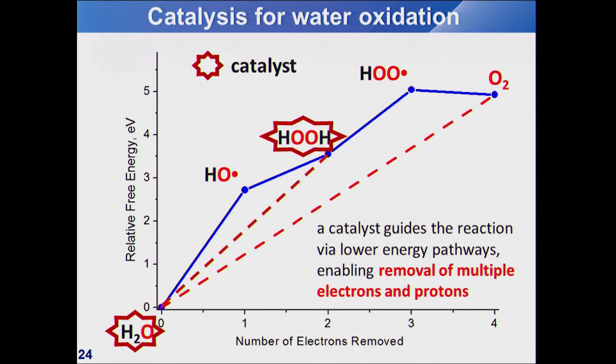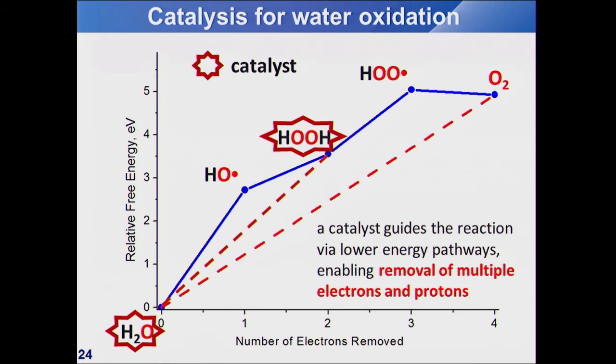Basically, what a catalyst does is guide our reaction through a lower energy pathway, or sometimes skip or avoid high energy intermediates. In this particular case, we also want to find a catalyst which can facilitate removal of multiple protons and electrons at the same time.